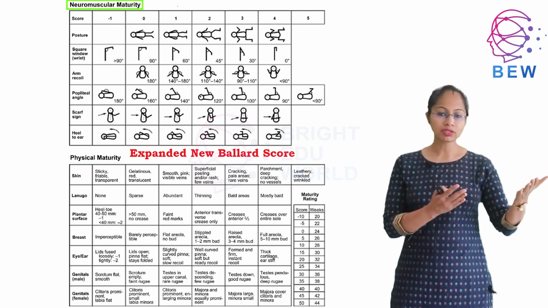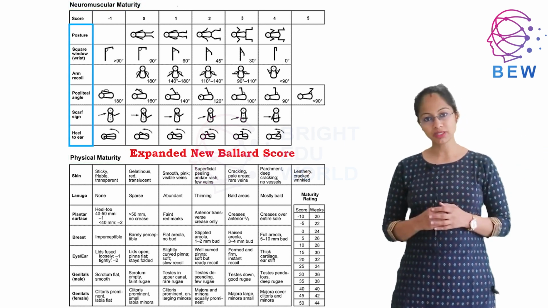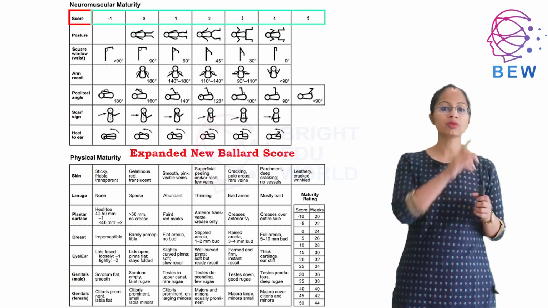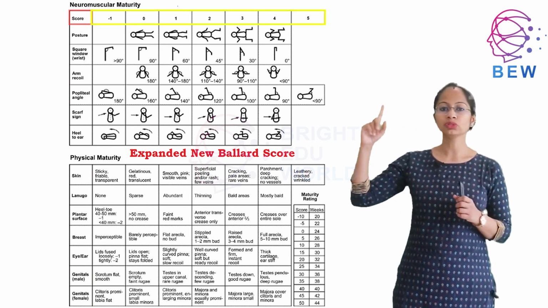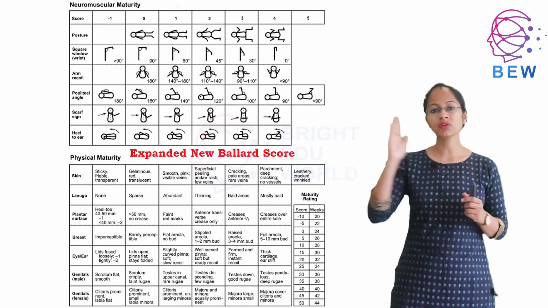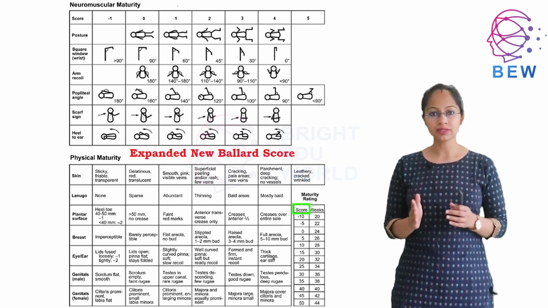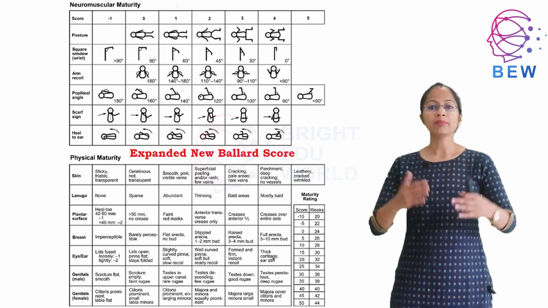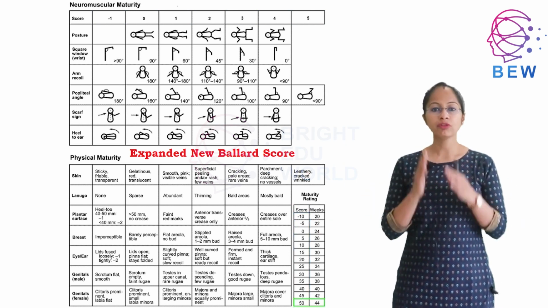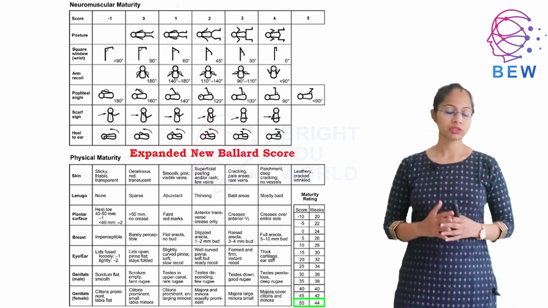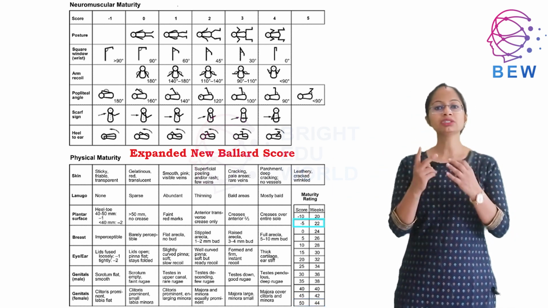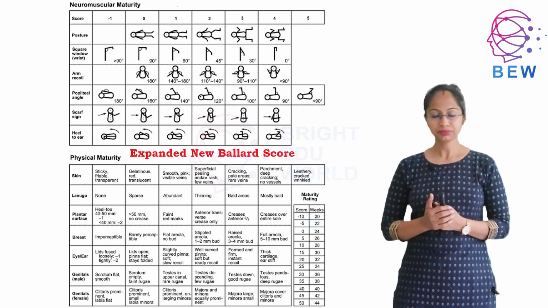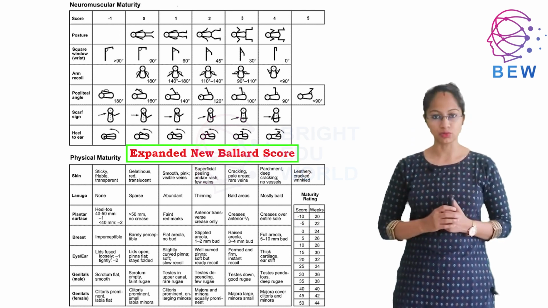Within the neuromuscular maturity there are 6 components, and similarly in the physical maturity. The score is given from -1, 0, 1, 2, 3, 4 and 5. The minimum score is -10, which corresponds to 20 weeks of gestation, and the maximum score is 50, which corresponds to 44 weeks of gestation. For each rise in score of 5, the gestation increases by 2 weeks. So this is the Expanded New Ballard Score.